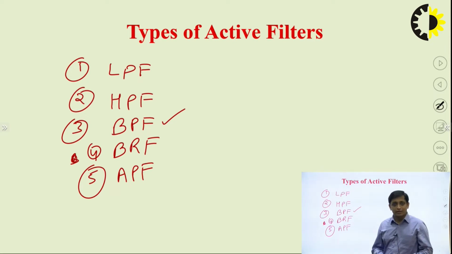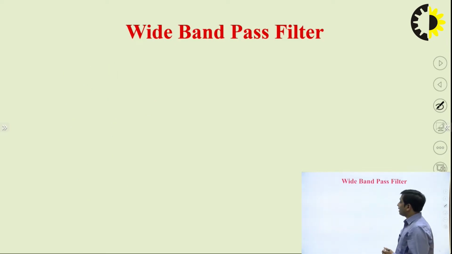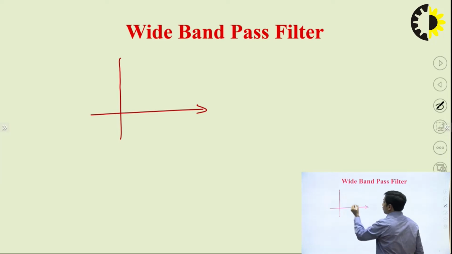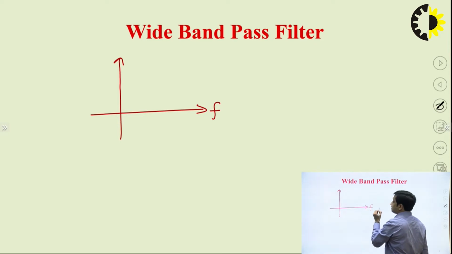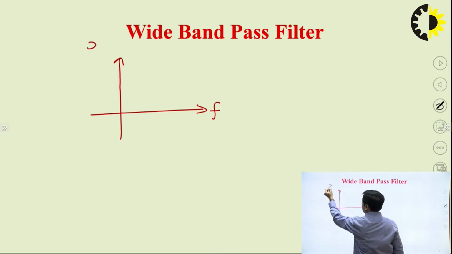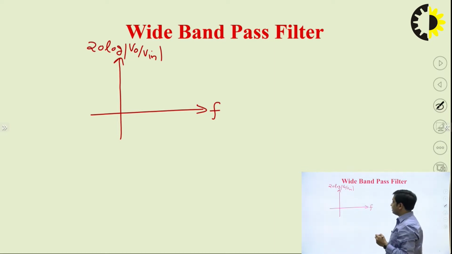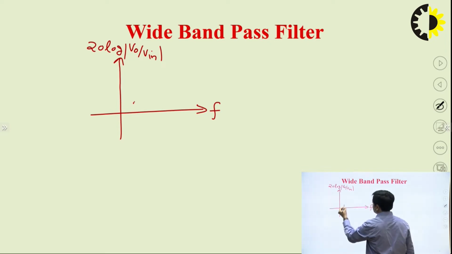So band pass filter, as the name suggests, passes a particular band of frequencies and blocks the other frequencies, right? So as far as wide band pass filter is concerned, when we draw the frequency response, on the x axis there is frequency, and on the y axis we take voltage gain in dB. That voltage gain in dB will be 20 log mod V naught upon V, right? So gain in dB versus frequency. The graph for wide band pass filter is this one.